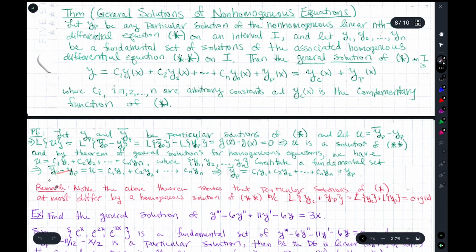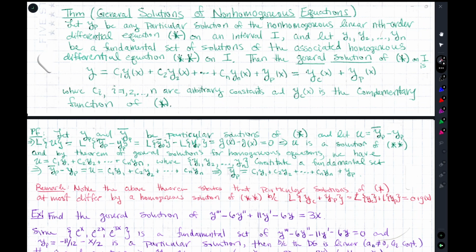So what do we say here then? Yp bar minus yp is equal to u, which is equal to this expression. We were able to do this from our theorem with homogeneous equations. And so yp bar is equal to this function plus yp. What's the general idea here? The above theorem states that the particular solutions at most differ by a homogeneous solution. The homogeneous solutions get annihilated by L. L operating on a homogeneous solution gives you 0.